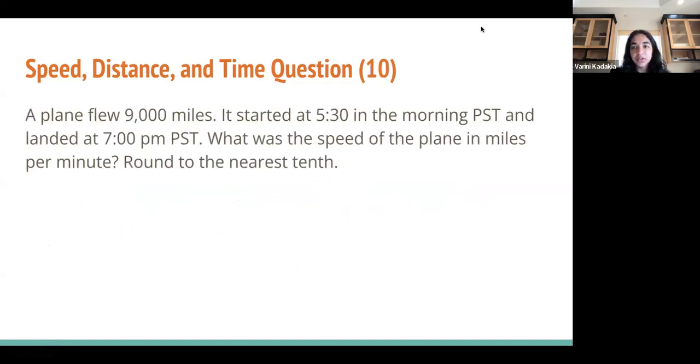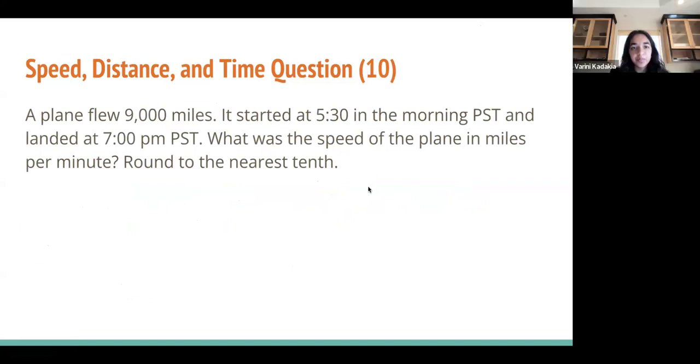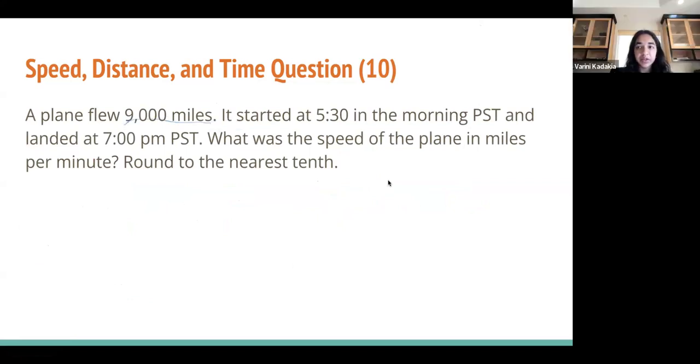Okay. Do you guys want to try this question? It might be a little more difficult, but I feel like it's a good question. So, a plane flew 9,000 miles. So, what is 9,000 miles then? If a plane flew 9,000 miles, is it S, D, or T?